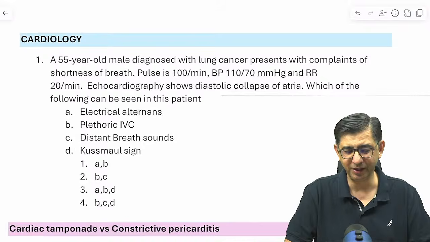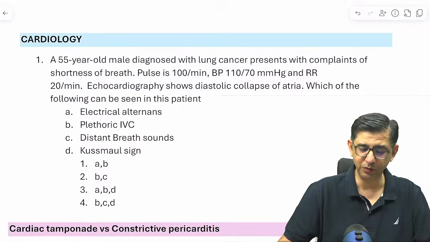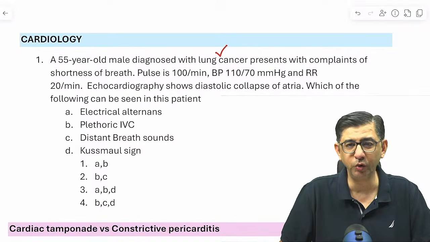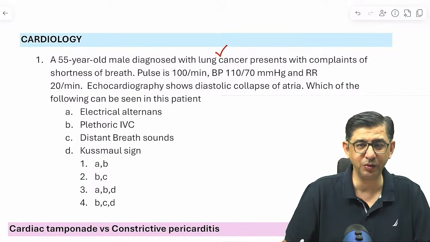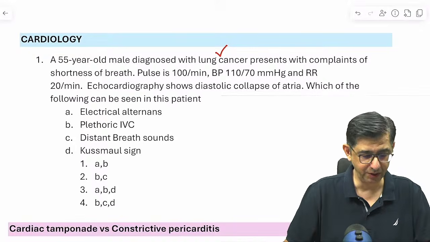The first thing on the agenda is to talk about this particular case. I have this patient diagnosed with lung cancer with shortness of breath, and you know that oat cell cancer can very easily metastasize to the heart, so there can be a malignant pericardial effusion developing in the patient.